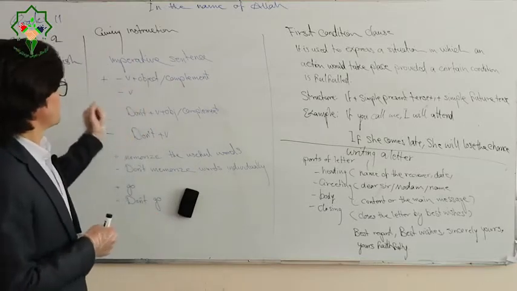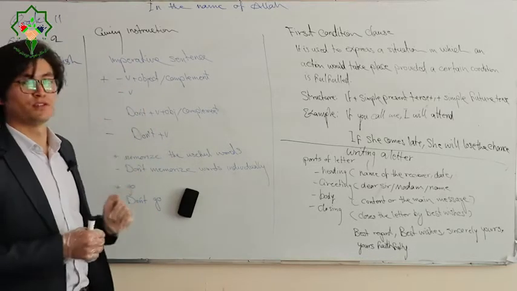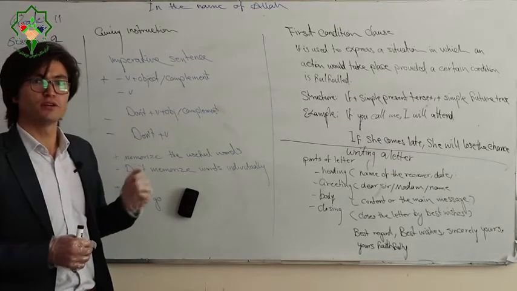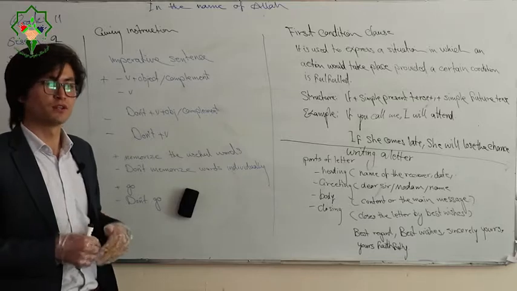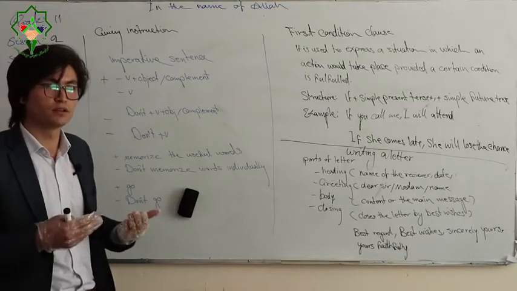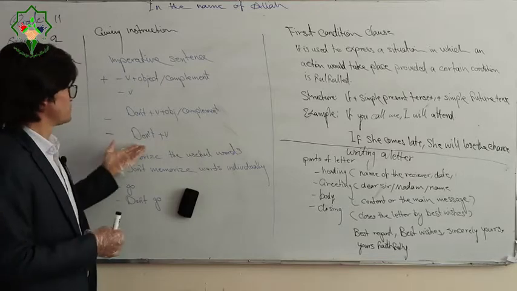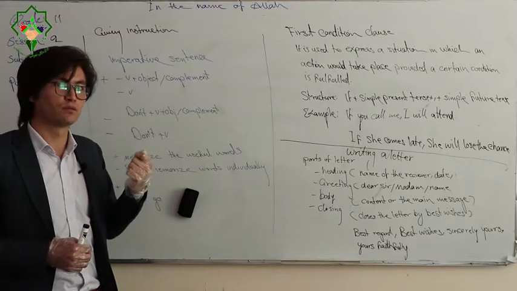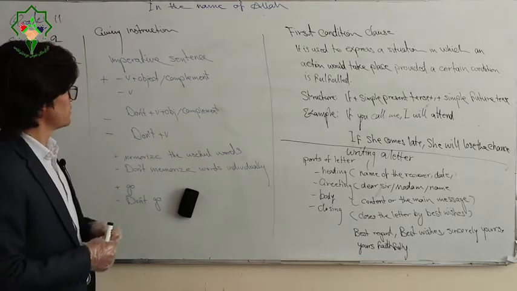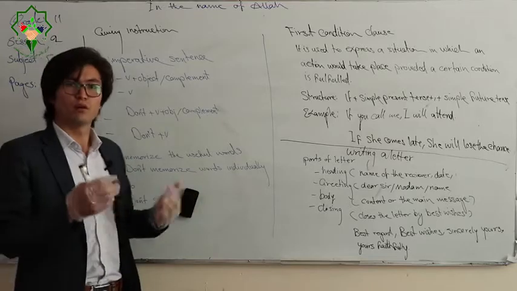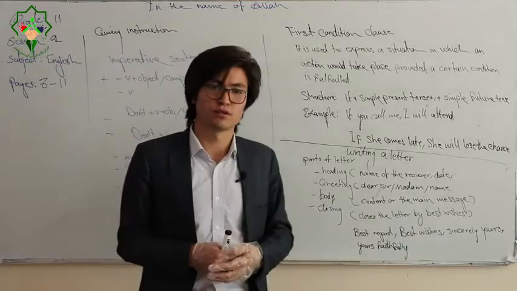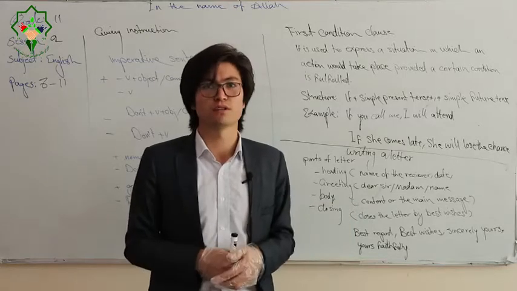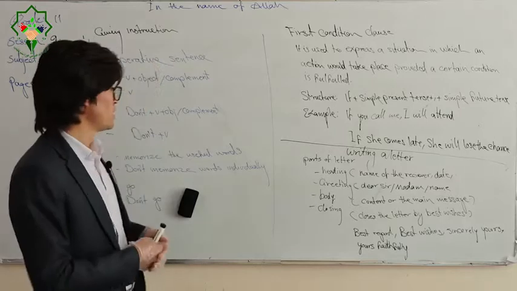If you want to change an imperative sentence to negative, also you have two ways. First, don't plus verb plus object plus complement. Hey, don't go home. Okay? Don't make noise. And also, if you make an imperative sentence only by one verb, you can follow this structure. Don't go. Don't shout. Don't scream. Don't cry. Don't worry. They all are what? Imperative sentence in a negative way.